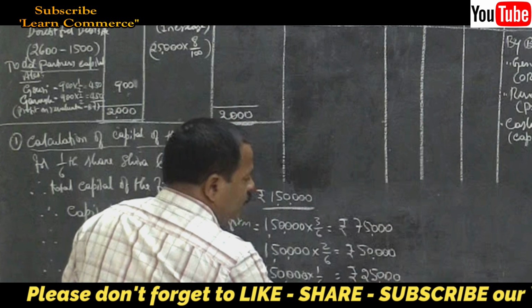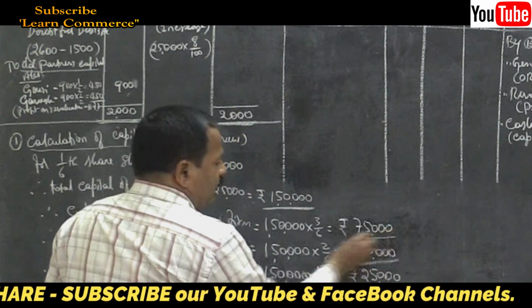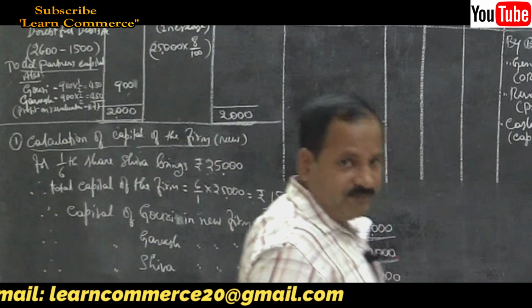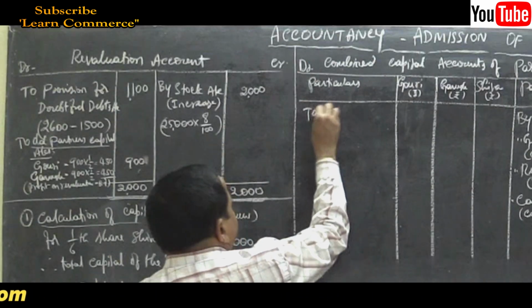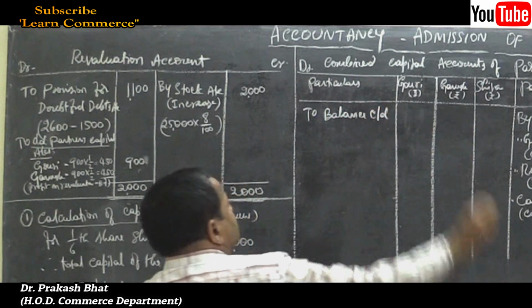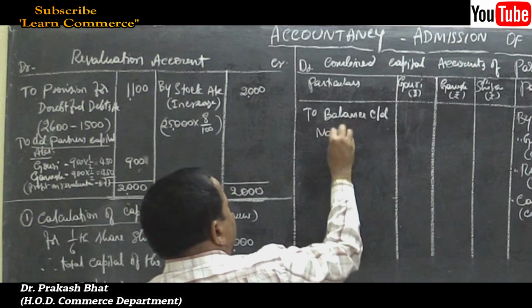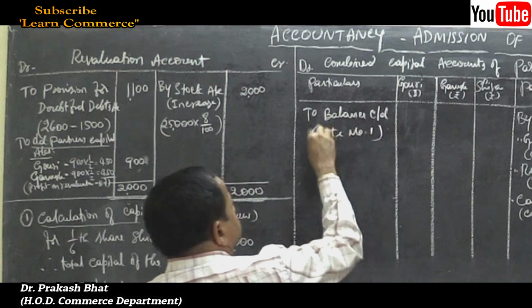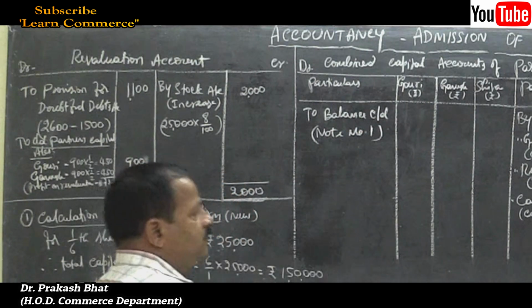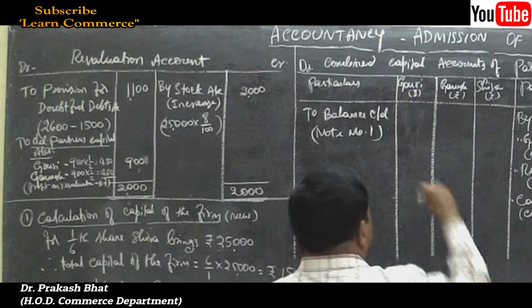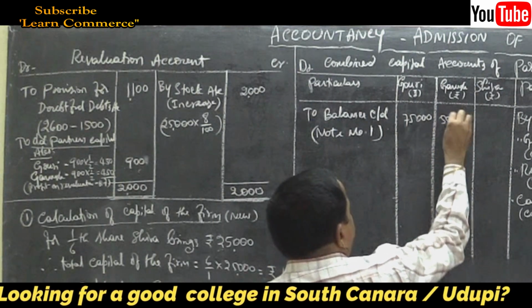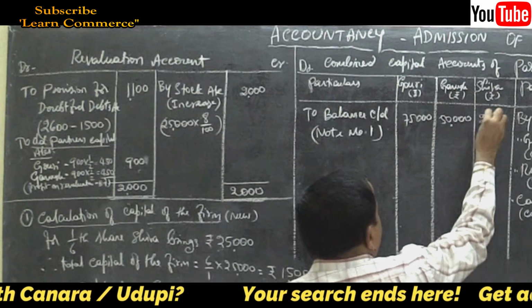Now you have come to know how much capital should be there for each partner in the new firm. Now bring down that balance. To balance carried down, all other entries are over. So to balance carried down, note number 1: 75,000, 50,000 and 25,000.